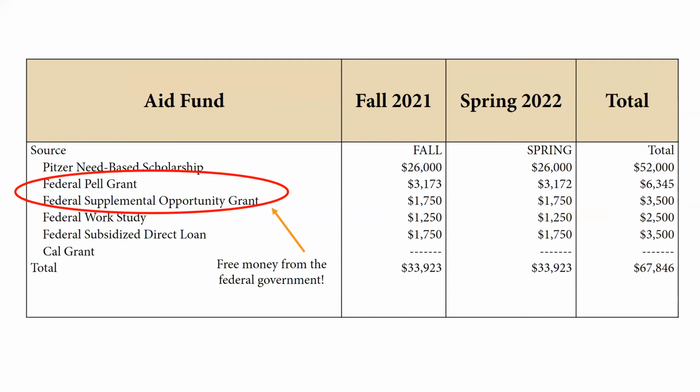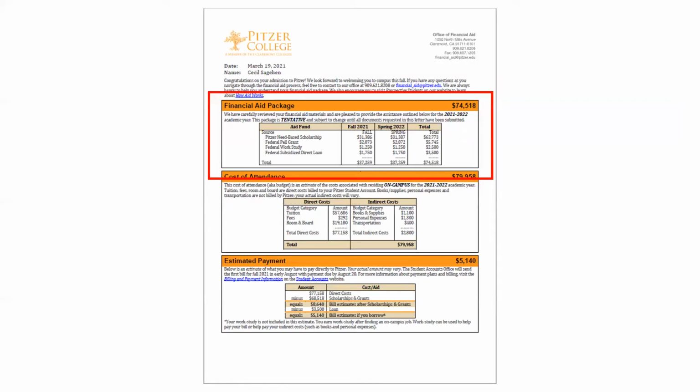California residents may also qualify for a state-specific grant called the Cal Grant, which will show up here. If you don't have any of these other grants, don't panic. Pitzer is still meeting 100% of your need. Okay, now we've covered the breakdown of your financial aid package.